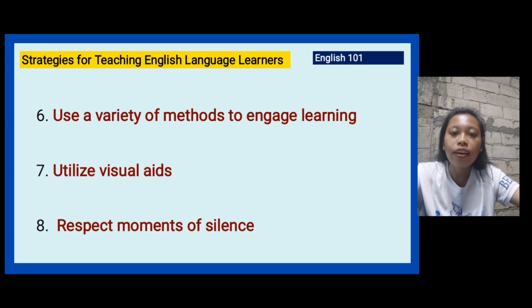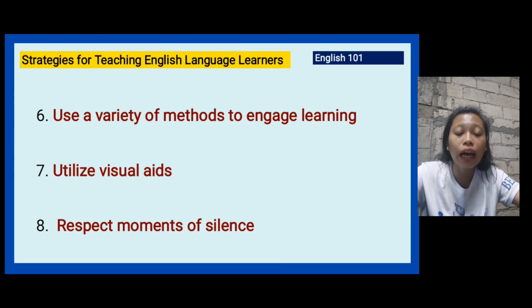Next, number 8, respect moments of silence. Here, it's normal for new language learners to be quiet at first. Teachers should give them time to listen and observe without pressure to speak immediately. Gradually, they will gain confidence and start using the language.